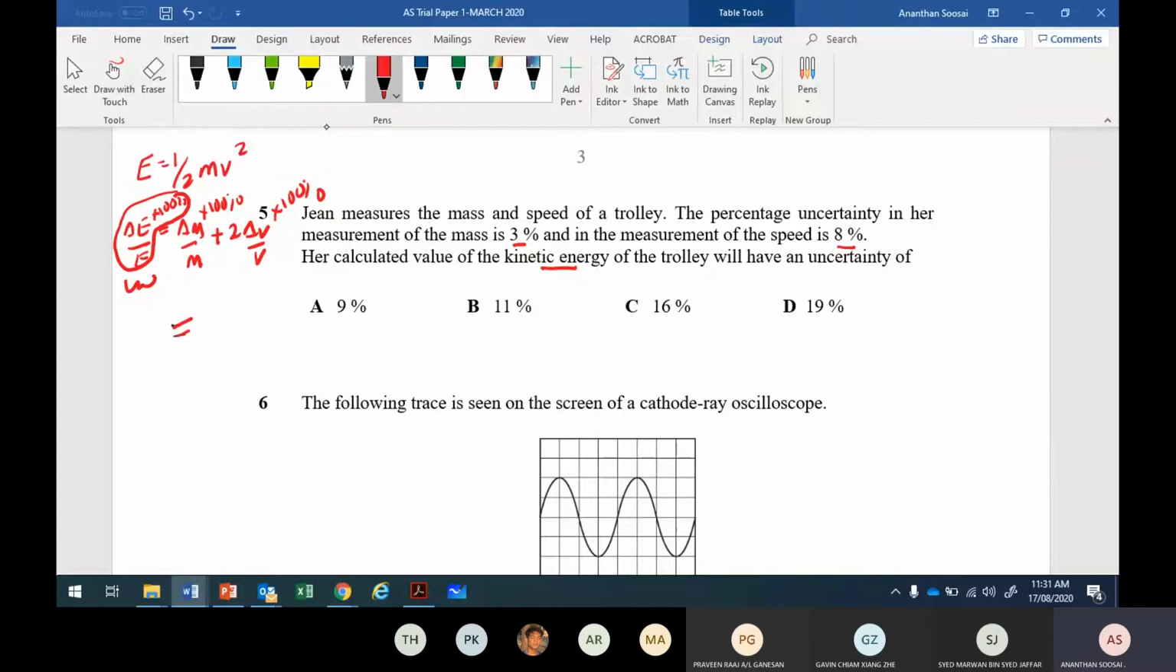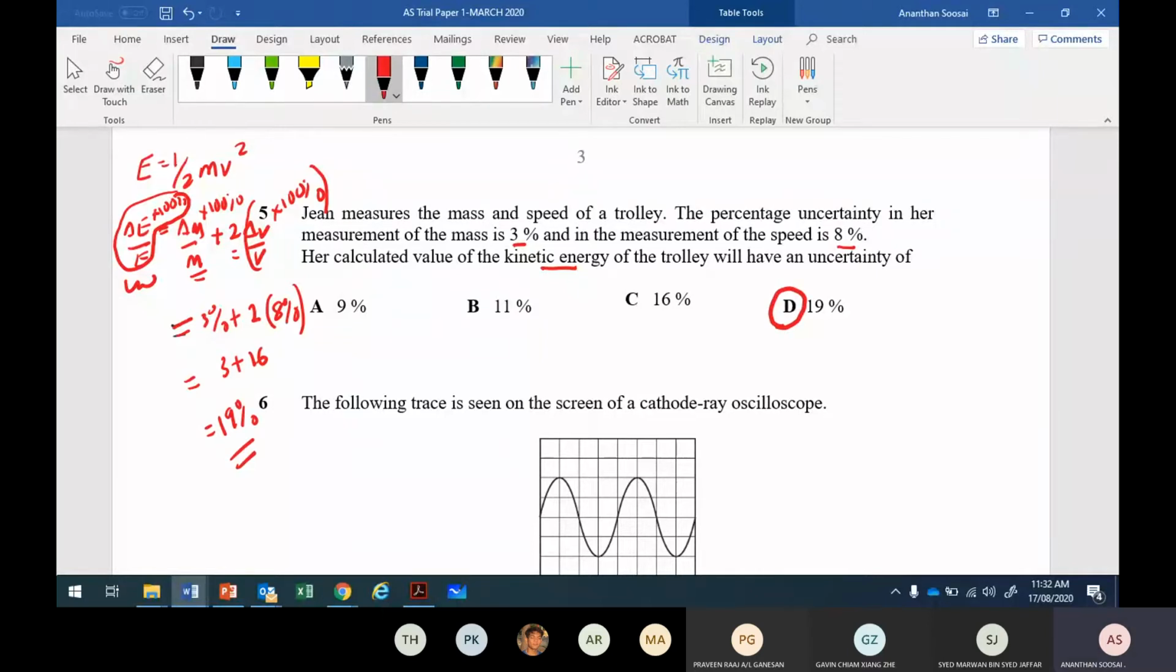So it equals what? It equals the percentage of mass plus the percentage of the velocity times 2. So the percentage of mass is how much? 3%, plus 2 times the percentage of the velocity, say 8%. So you get 3 plus 16, so you get 19%. So the answer should be D. The answer given is D.